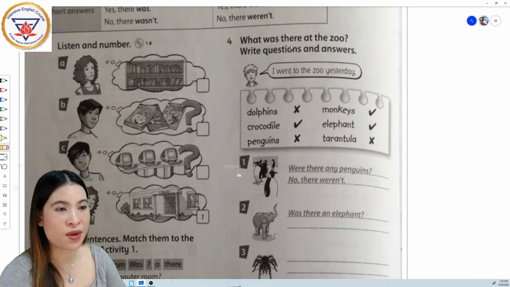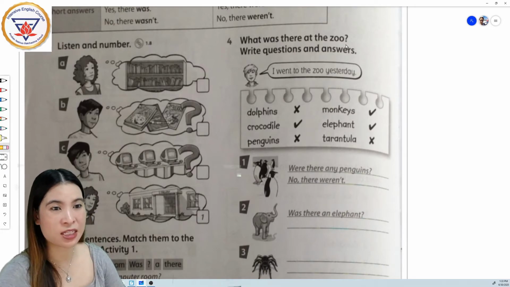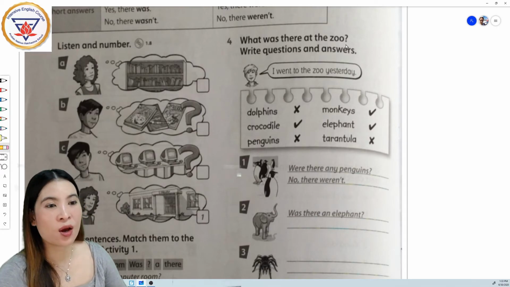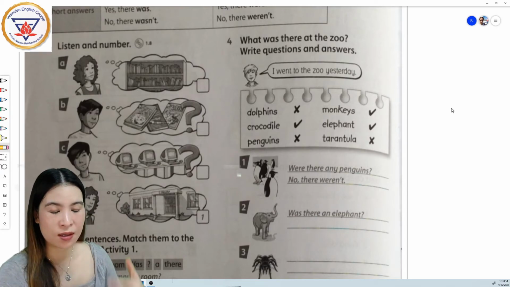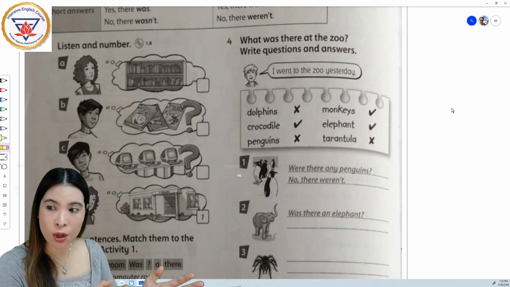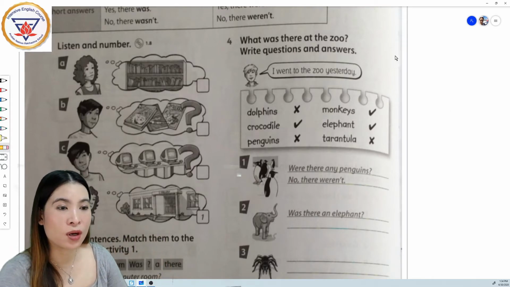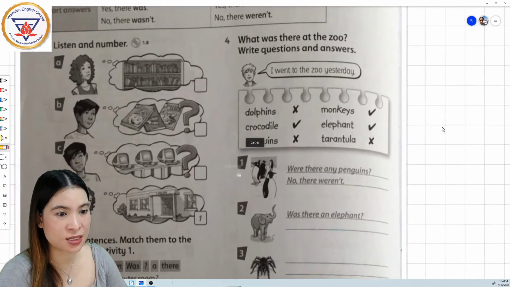So what was there at the zoo? Activity 4. They were talking about the zoo. You have to write questions and answers. The questions should be "was there" or "were there". So look at these lists.